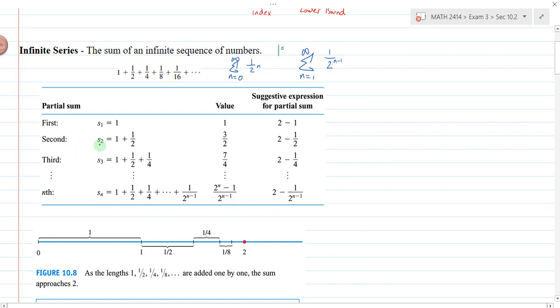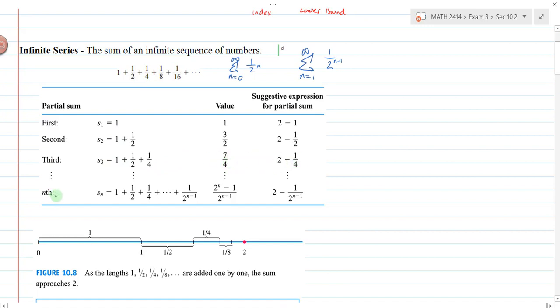The second partial sum would be s sub 2. It's just the sum of the first two numbers, and that's 3 halves. Well, if we notice, that's going to be 2 minus a half, which gives me 3 halves. The third partial sum, I just add together the first 3 terms, and that gives me 7 fourths. Well, that's 2 minus a fourth.